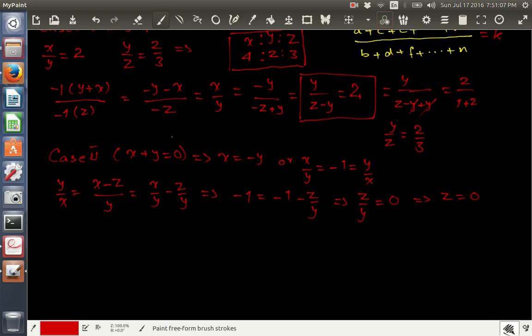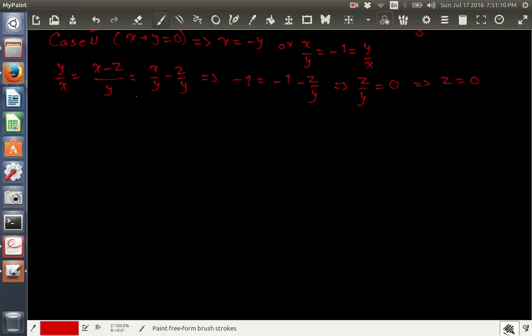Okay, so what we get is, if x is not equal to 0, y is not equal to 0, z is not equal to 0, and x plus y is equal to 0, then x is to y is equal to minus 1, from here, and z is equal to 0.